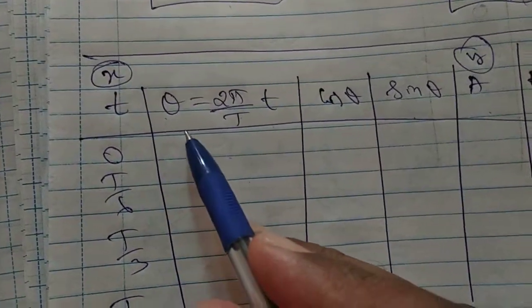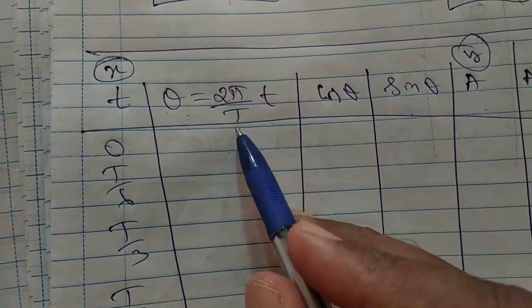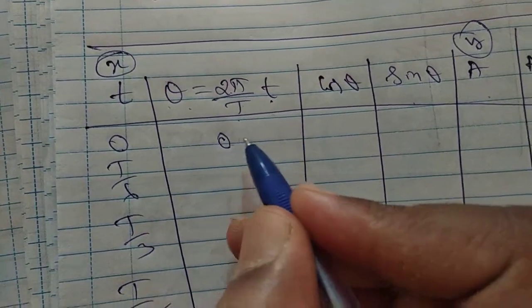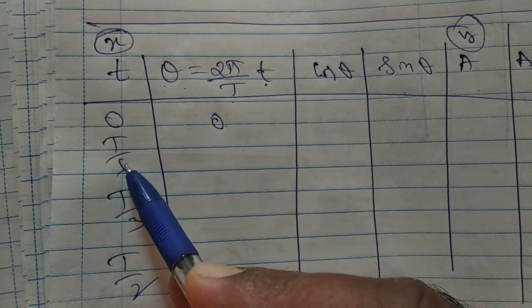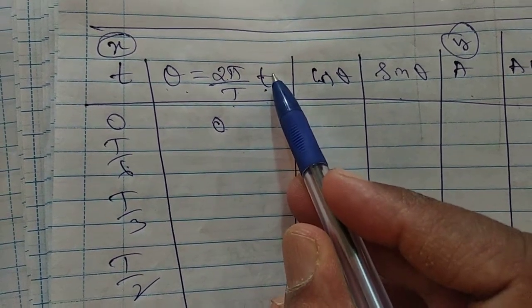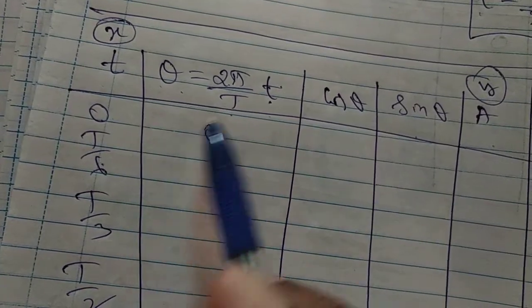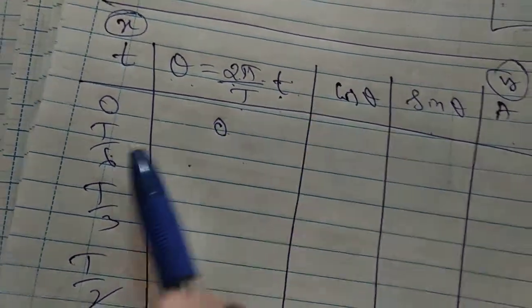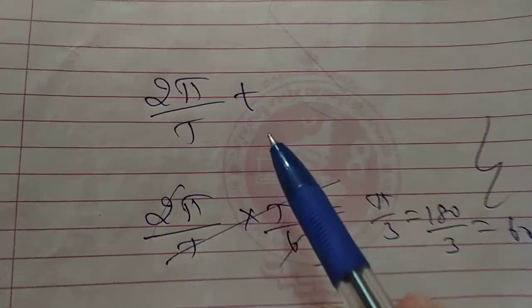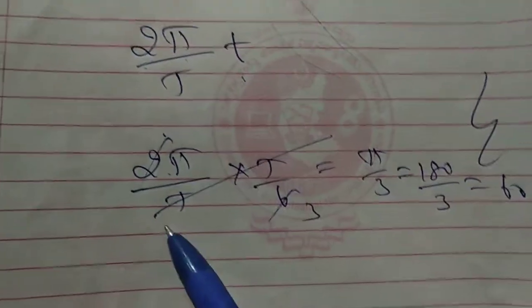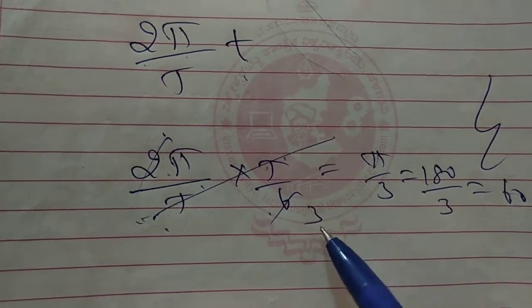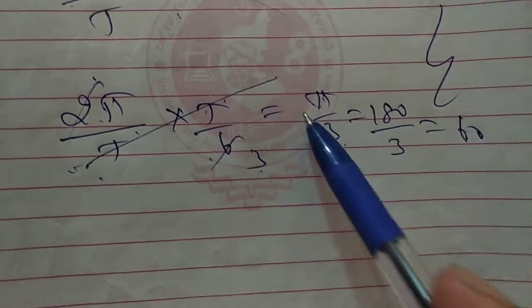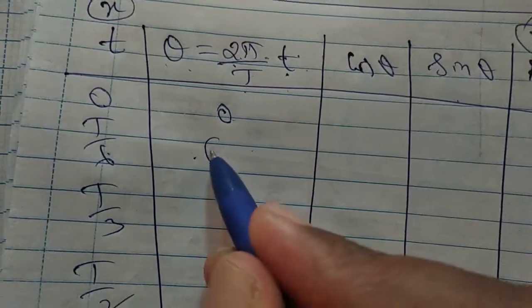So now we have to write the theta values. Theta is equal to 2 pi by T into t. For t equal to 0, theta is 0. Next, substitute small t equal to T by 6. Theta is 2 pi by capital T into small t, with t equal to T by 6, so T cancels, 2 ones are 2, 2 threes are 6, and what remains is pi by 3. Pi means 180, so 180 by 3 is 60 degrees. So you write 0 degree and 60 degree.